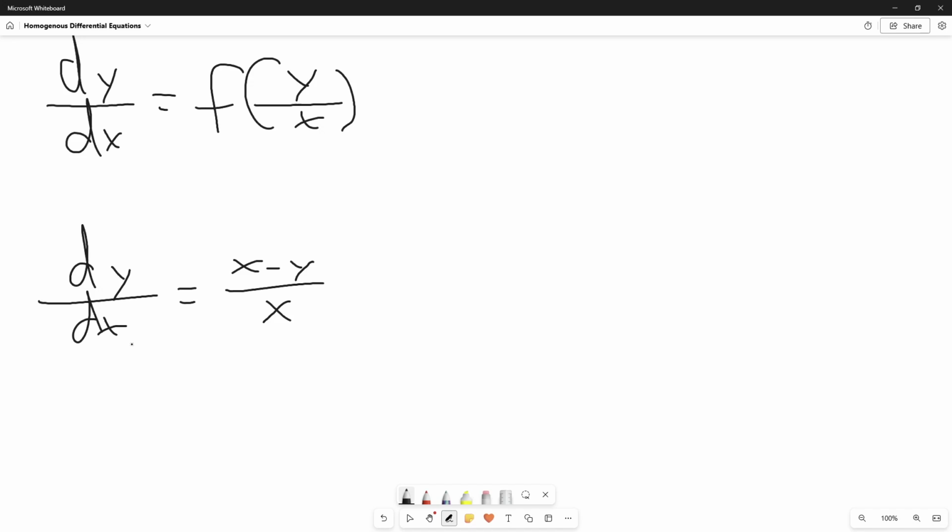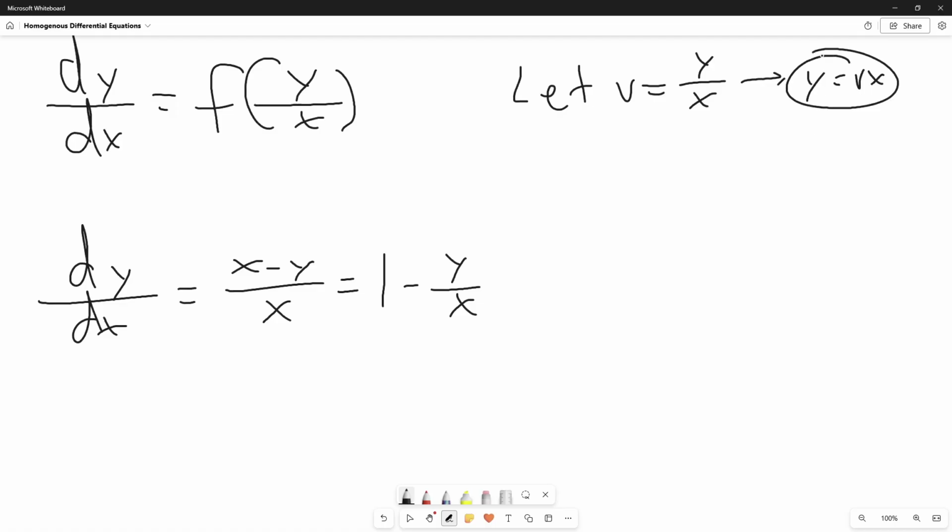So I have an example right here, dy over dx equals x minus y all over x. And if we simplify this, we get x over x minus y over x, which is just 1 minus y over x. And this is homogeneous because it's a function of y over x. And so we can let v equal y over x. So y equals vx. And using this, we're going to be able to replace this dy over dx, because if we replace y over x with v, then we can't set it equal to something that has y.